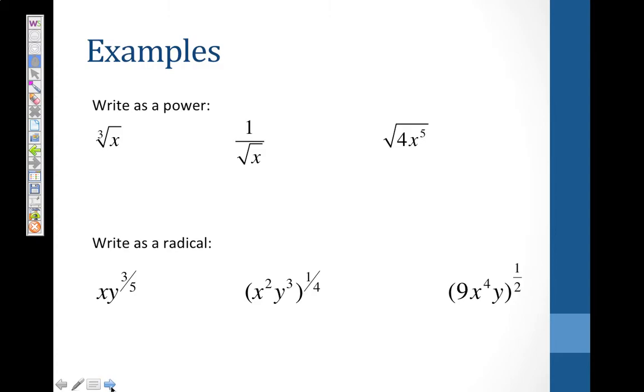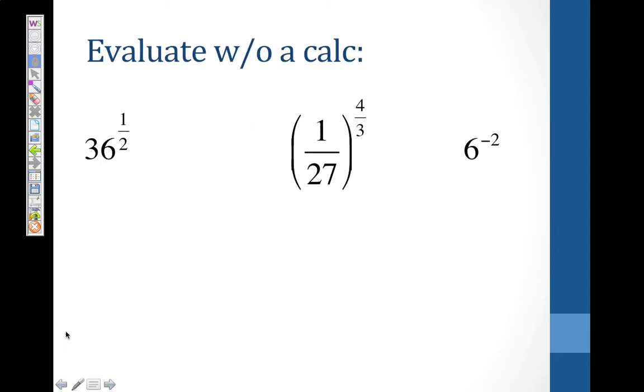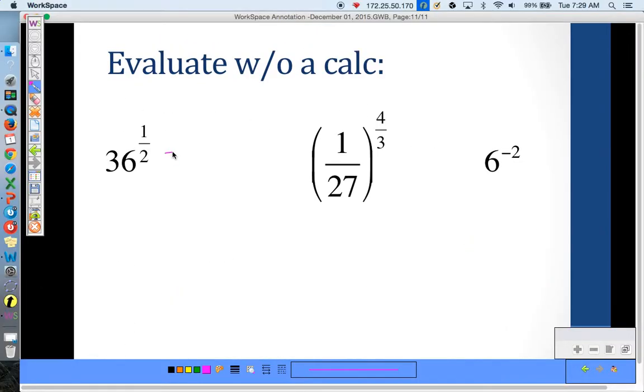So if we take a look at a couple now that we're asked to simplify, this one would be the square root of 36. Well, that's 6. Let's raise each of these to the 4/3. Well, this top one is just 1. But we could say that, well, this is the cubed root of 27 to the 4th.